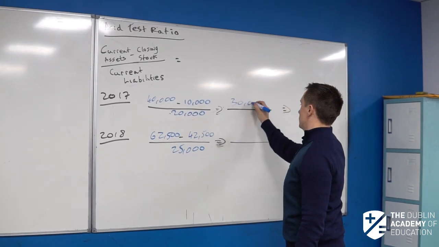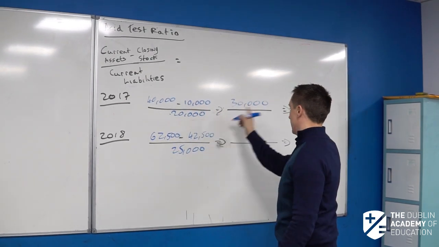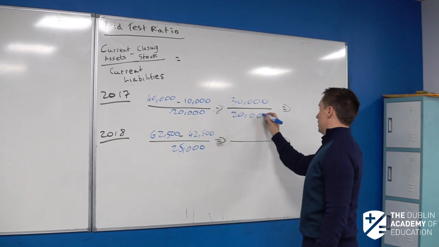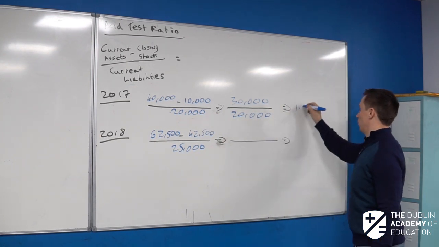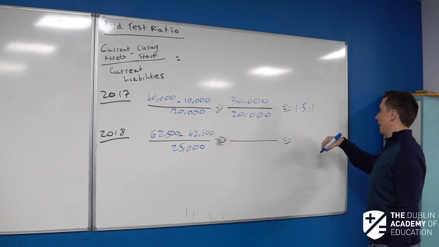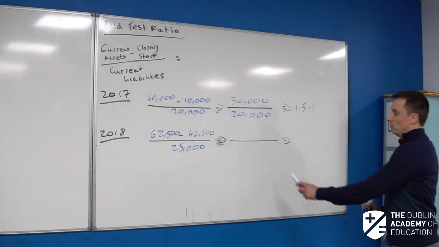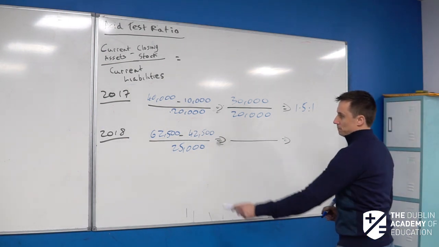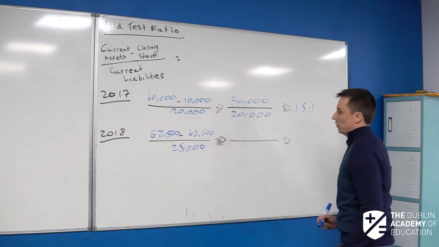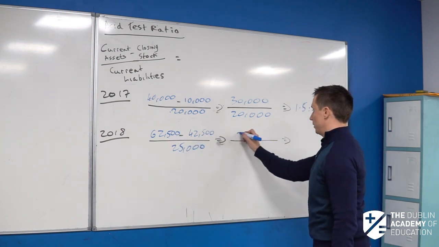This is 30,000. See what I did again: 40 minus 10 is 30,000, over 20,000 here. Divided by each other, I get 1.5 to 1. And that's the first part of the question done. We'll look over now to the second part of the question. 62,500 minus 42,500 leaves me with 20,000.